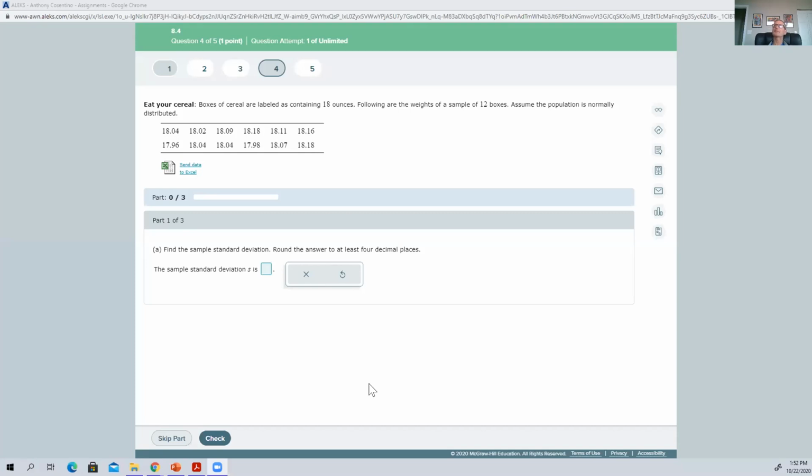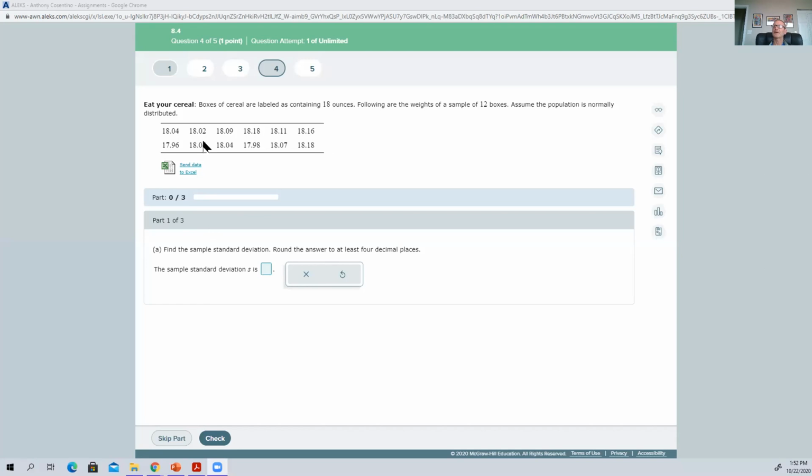So this one says, it's question 4, eat your cereal. I'm a cereal fan, so I like this one. Boxes of cereal are labeled, and each contain theoretically 18 ounces. And so there was a sample of 12, and here's the data. And the first question is find the sample standard deviation.